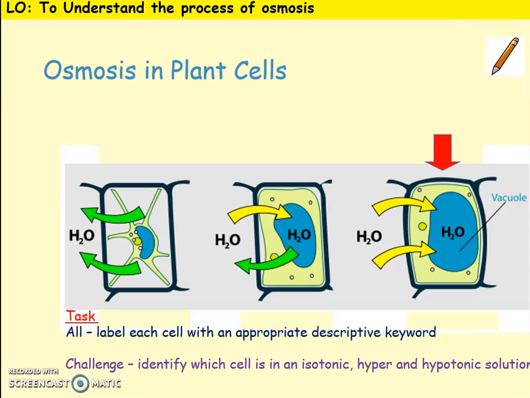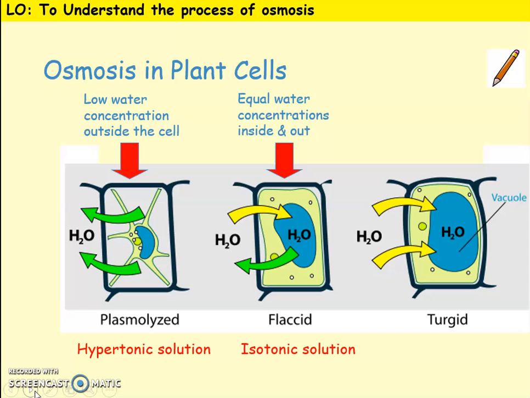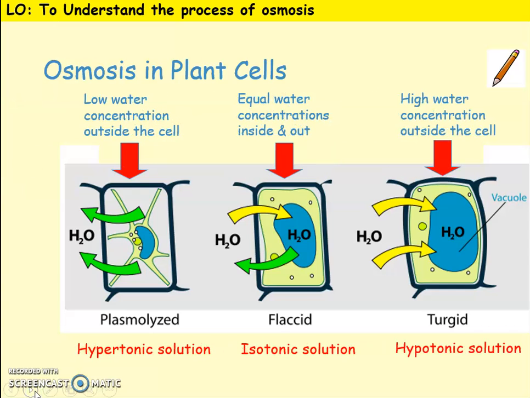And so which one is the isotonic, the hypertonic and the hypotonic solutions? What do we think? So in the first one, there's a low water concentration outside the cell, so water moves out. This is a hypertonic solution. In the second one, it's isotonic. We've got equal water concentrations inside and out. And in the last one, we've got a high water concentration outside the cell, so water's moving in by osmosis, and we call this hypotonic.